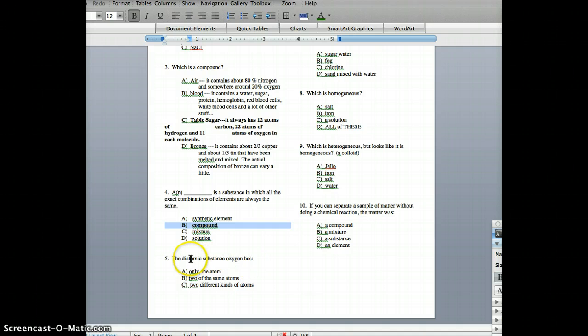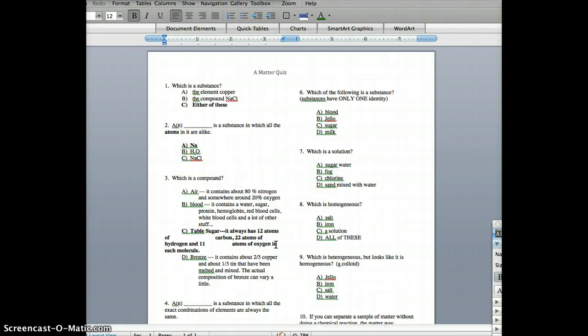If something's diatomic and it's oxygen, then diatomic, di means two atoms. Di means two, atomic means atom, so two atoms. So we're looking at two of the same kind of atoms if it's oxygen. Number six, a substance only has one identity. Well, blood is a mixture of oxygen and hemoglobin and water.